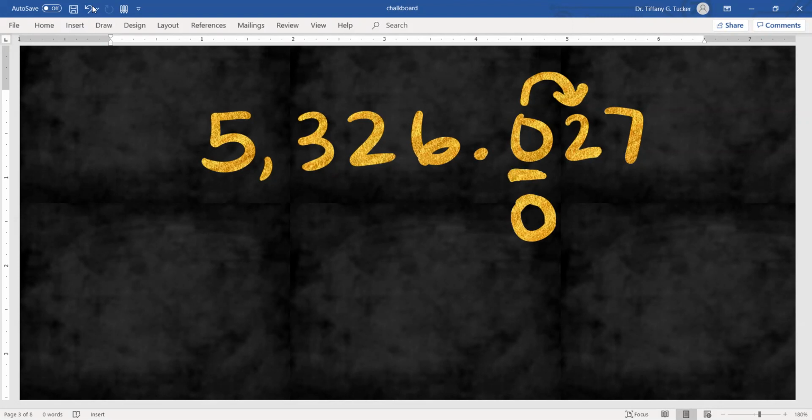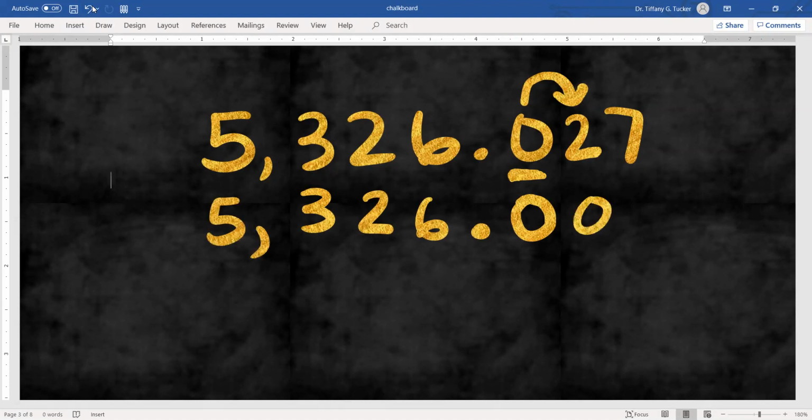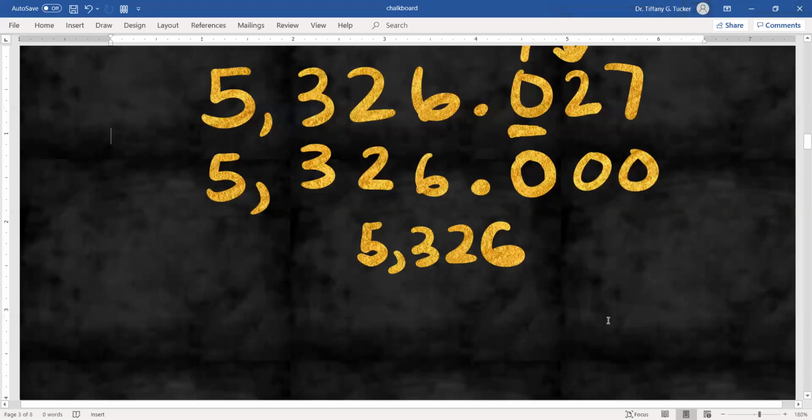Now what you do is simple. Everything before it stays the same, and everything after it becomes a 0. And that could be your final answer, 5,326.000. Now, anytime you have a decimal and pretty much nothing after it, is it even necessary to have that decimal? No. So I would accept that answer, but I would also accept a simplified version, which would be 5,326.